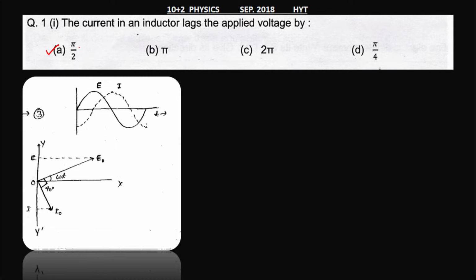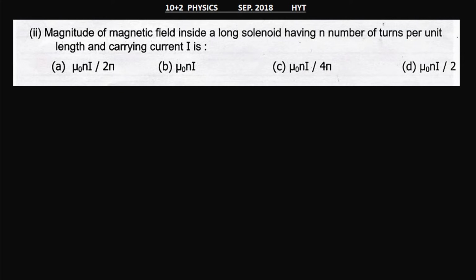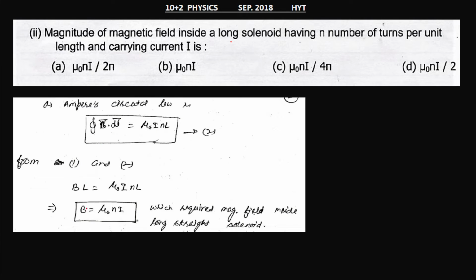Now moving towards the second question. Magnitude of magnetic field inside a long solenoid having n number of turns per unit length and carrying current I is... Using Ampere's circuital law, we can find the magnetic field inside a long solenoid, and here is the expression for that. From here we know that the magnetic field is equal to mu naught nI. So mu naught nI is the right option, which is B. So B is the right option for the second question.